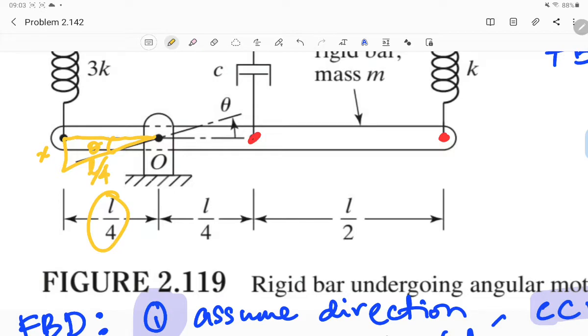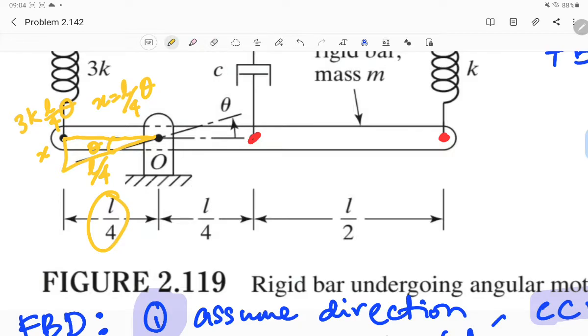So the way we write the displacement for the 3k is x equals L over 4 theta. So the way we write the force will be 3k times L over 4 theta. So that's how you write the force there. Okay, then we go to the C. How do you write the force for the C?